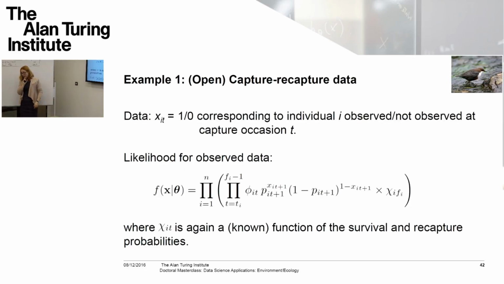So just to show why this happens in practice, let's look at the dippers again. Again, this is nice and simple. We release them and then we see them alive again, but it's very similar to this structure. And we get our likelihood function. Again, I'm not worried too much about how we get it. But this is our function. It's simply a function of phi, the survival probabilities, and p, the capture probabilities. And this chi term at the end is still a function of these p's and phi's. Don't worry about what the function is, just that it looks of that form. So that's fine to some extent.